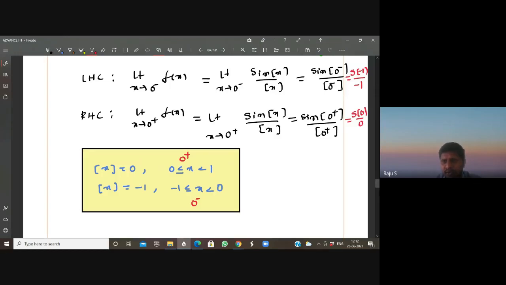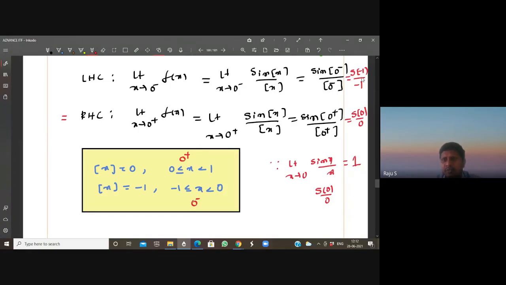Am I right, students? Since with the help of this limit extends to 0, sin x by x value is what, student? 1. Am I right? If I substitute directly, what is the value? Sin 0 by 0. When I substitute limit value, we get sin 0 by 0. That value is 1. So can anyone tell what is the right hand continuity value here?